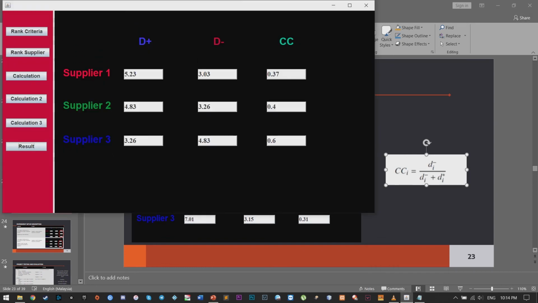So D minus divided by D minus plus D plus. So it will get 0.37. In this test case, the highest closeness coefficient is supplier 3, which is 0.6. So the optimal solution for the decision maker or the contractor is to choose supplier 3. That's all. Thank you.